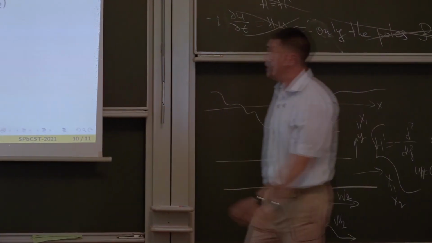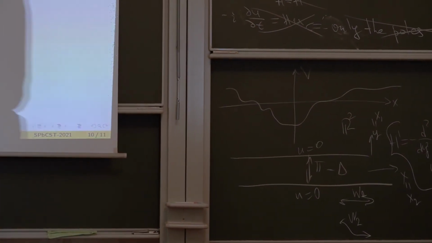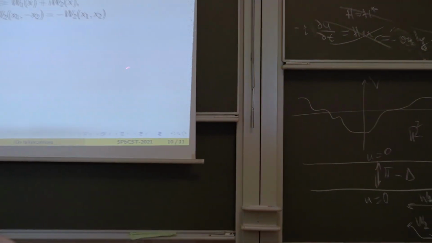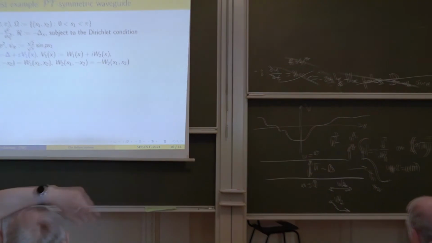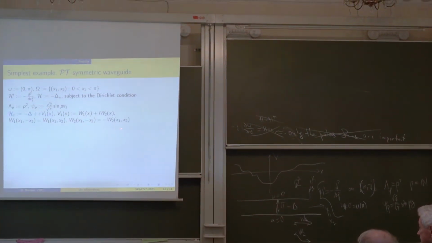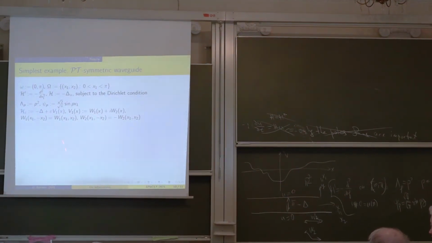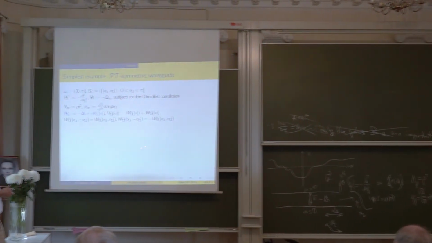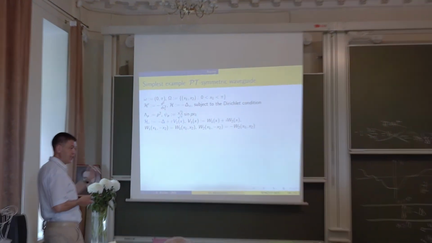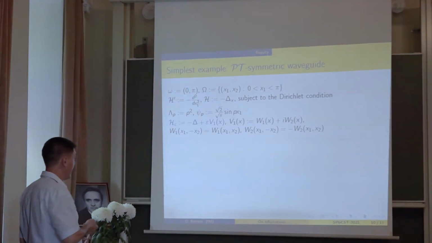So these two conditions say that I have this PT symmetry. Actually, it means that if in this operator I change x2 to minus x2, and then take the complex conjugation of this operator, I get the same H epsilon.